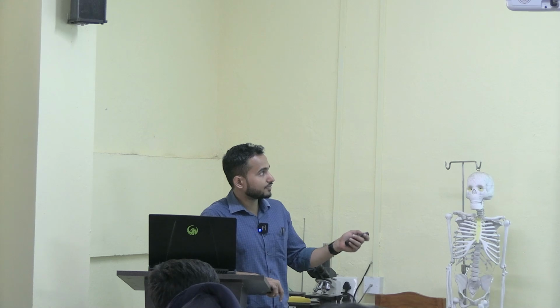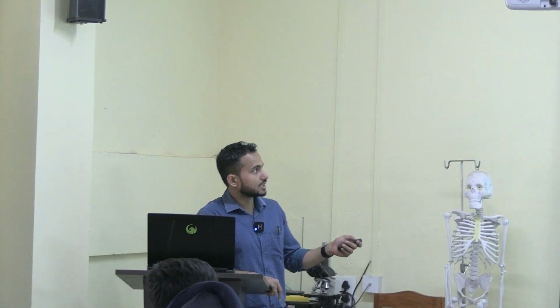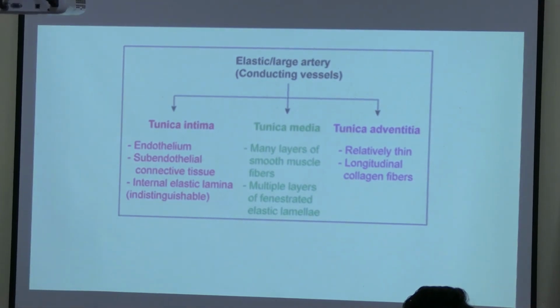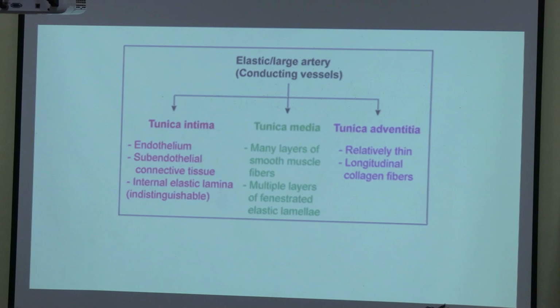In case of artery, the first artery which we are going to study is the elastic artery, also called the large artery. This is nothing but the conducting vessels. What is the meaning of conducting vessel? For example, the heart is there. From the heart, the blood is taken out, so it is conducted to the other parts. That is the conducting blood vessel or conducting arteries. For example, carotid artery, subclavian artery. These are examples of conducting blood vessels.